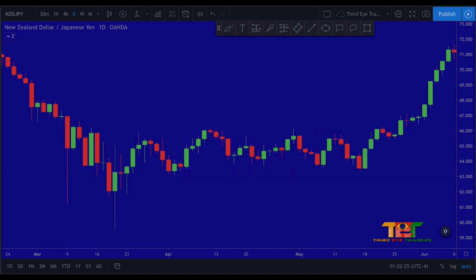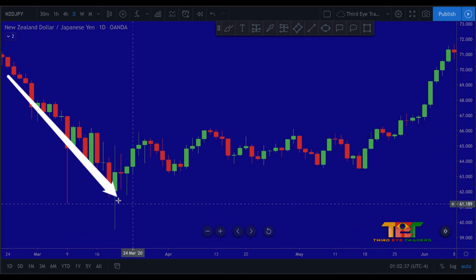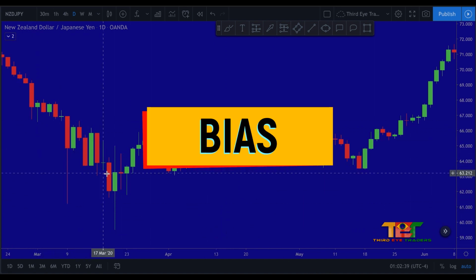Now that we have covered the basic definitions of support and resistance, we're going to actually show you how to mark up support and resistance zones. Now, the first question we ask ourselves is, where's price traveling from? Now, this is important because it gives us a bias.